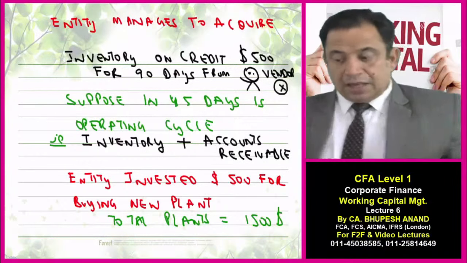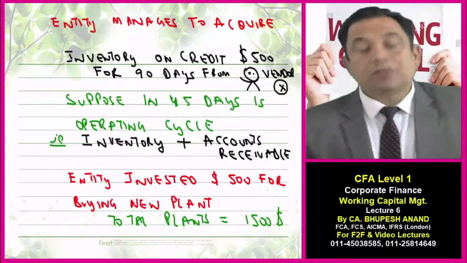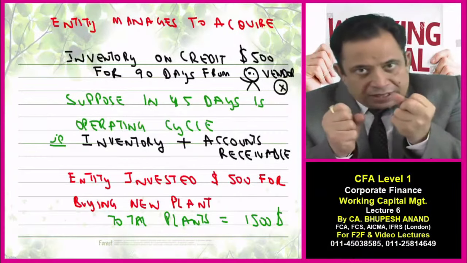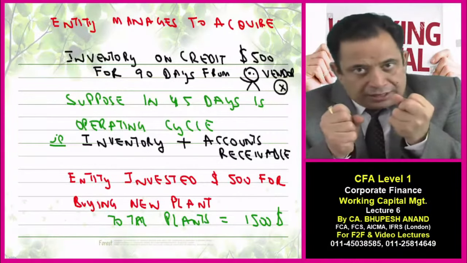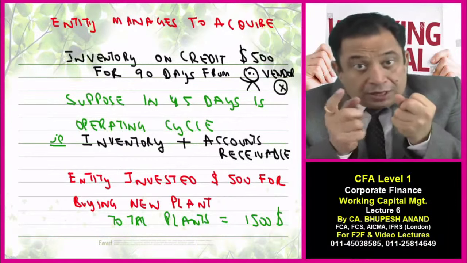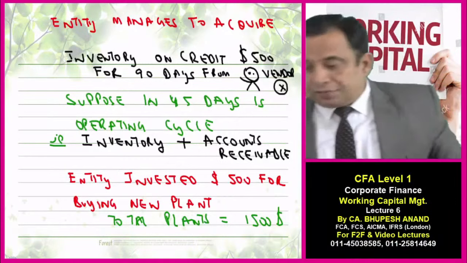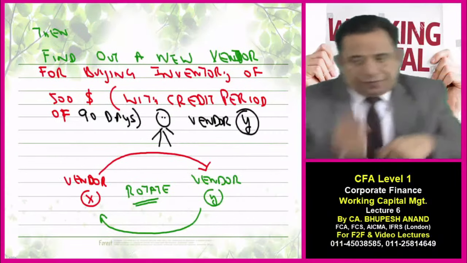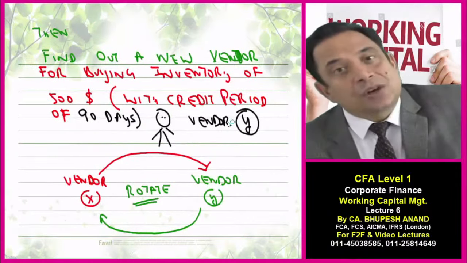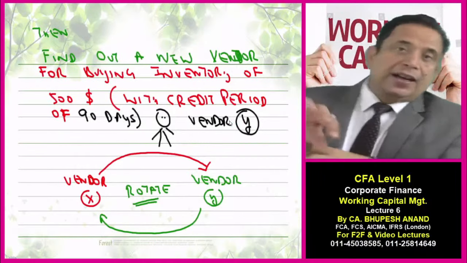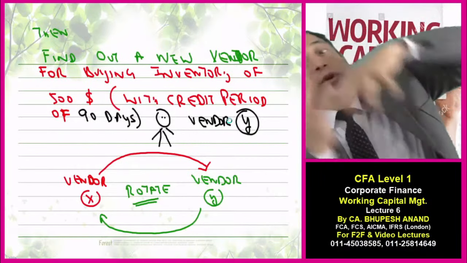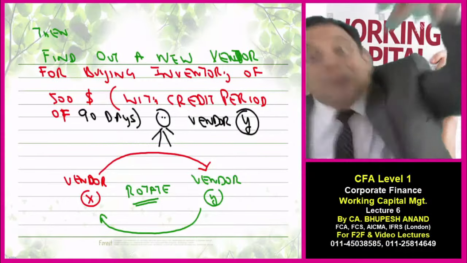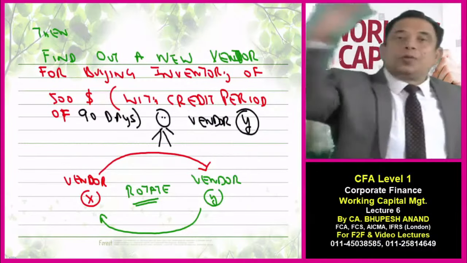suppliers. So now the entity invests, because after 45 days they will be realizing $500 of sales from accounts receivable, from the debtors. Now they are investing that 500 again in purchasing plant and machinery. So that comes to 1500. Again, they will be finding a new vendor, X or Y. Then they will again be getting a credit of 90 days. It means they are rotating the capital from here to here. This is the best manner. This is the smarter way of doing it as compared to peer companies.